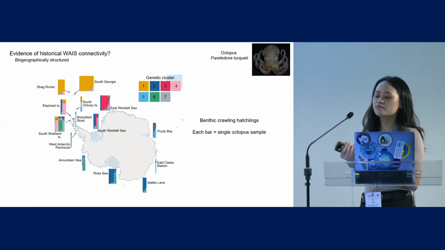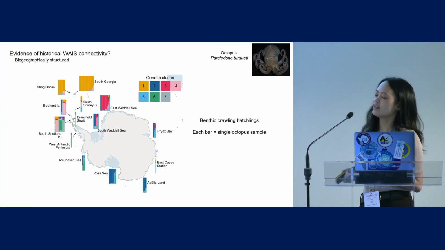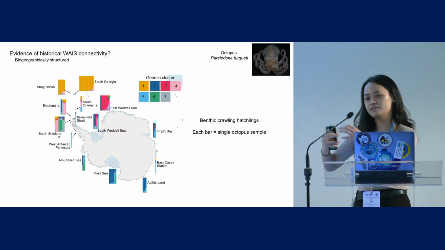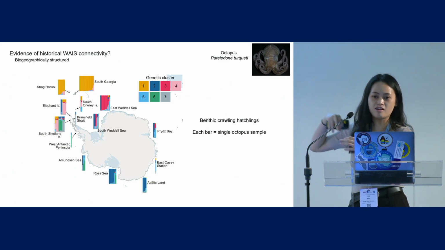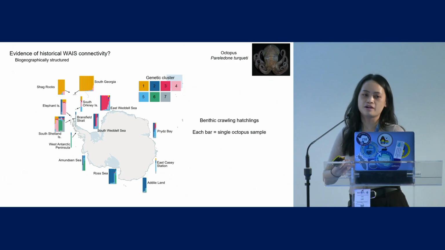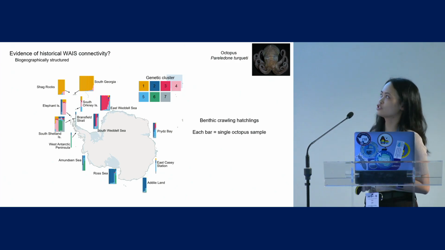if this animal swims too much and acts too much like a fish, then any historical connectivity associated with any potential West Antarctic ice sheet collapse will get eroded by the modern contemporary migration going around the coast.